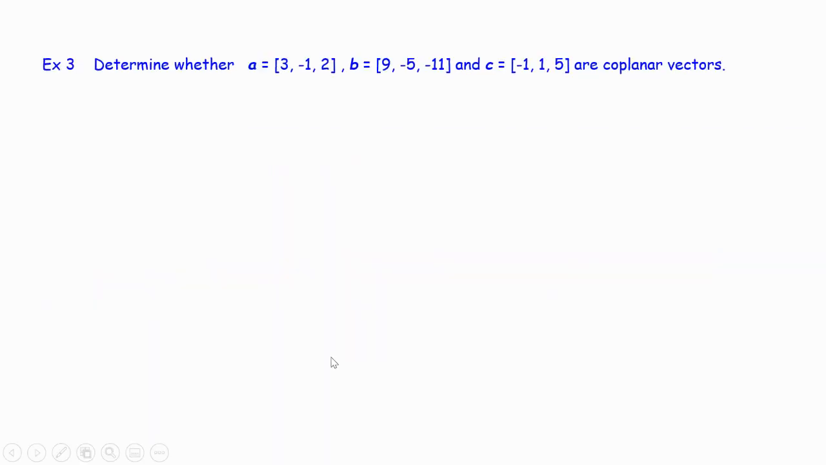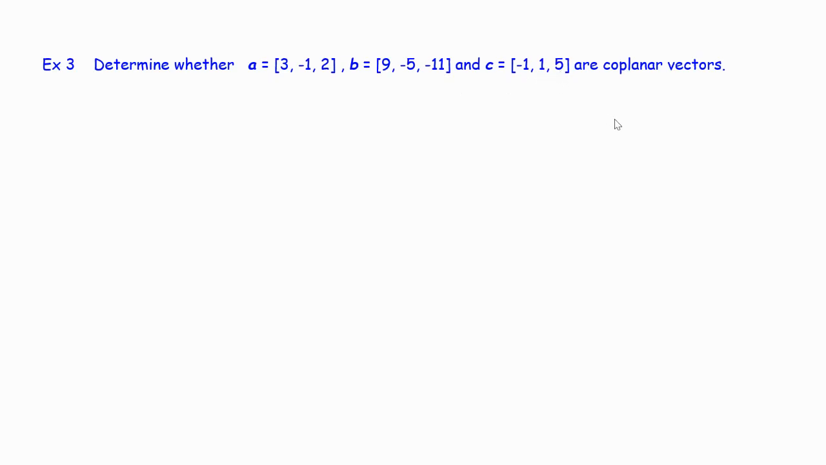So here's what we're going to do now. We're going to determine, and this is the thing that I want to make sure we have enough time for, 20 minutes. We're going to determine whether these three vectors are coplanar vectors. So we have three vectors here: the 3, minus 1, 2 vector, the 9, minus 5, minus 11 vector, and the minus 1, 1, 5 vector. Are they coplanar? Do they all sit on the same plane?